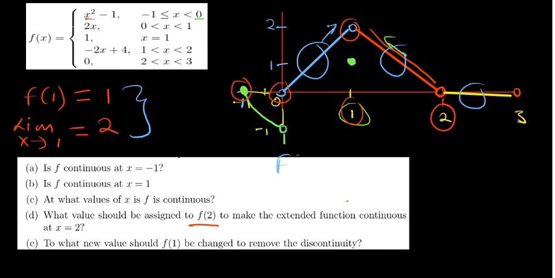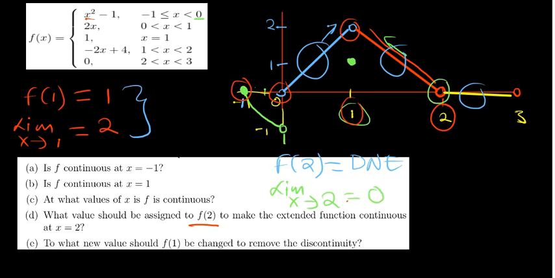The function f of 2 itself is equal to what? f of 2 does not exist. As you can see from the graph, f of 2 does not exist. Then what's the limit? The limit as x approaches 2, from the left and the right hand side, they are all coming towards this very point, which is 0.